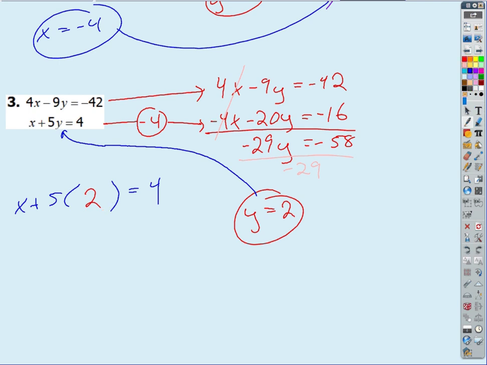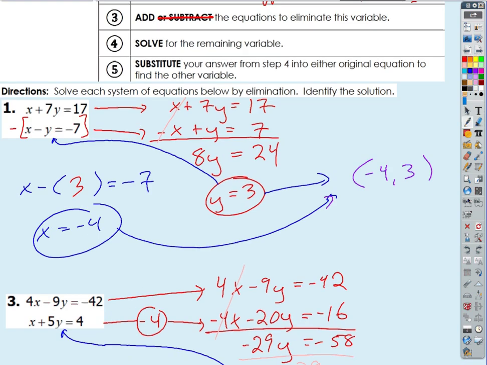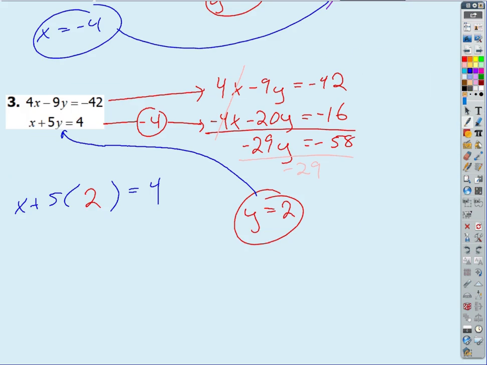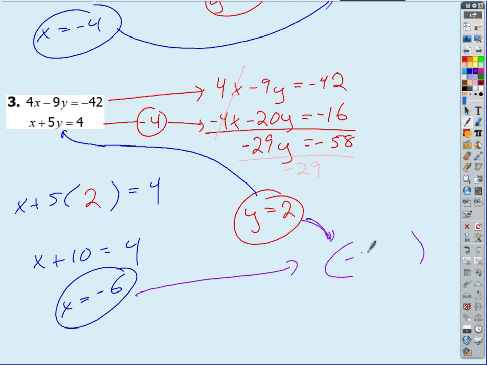And so, what am I gonna get? X, so what's x? Negative 6. Right, and so we end up then with the ordered pair. X is negative 6, y is 2. Yes, ma'am. Yeah. Okay, let's look at one more together.